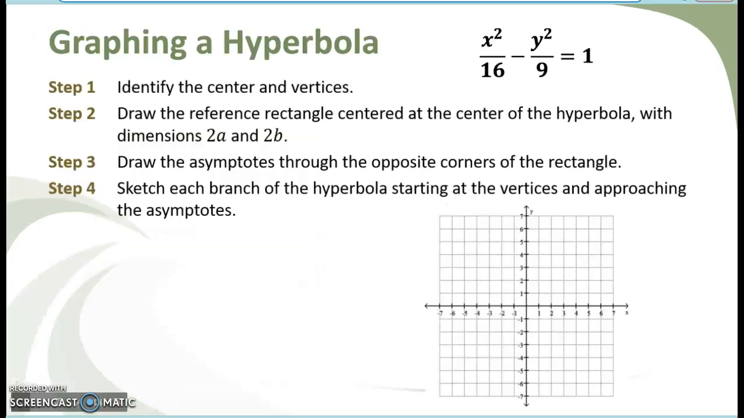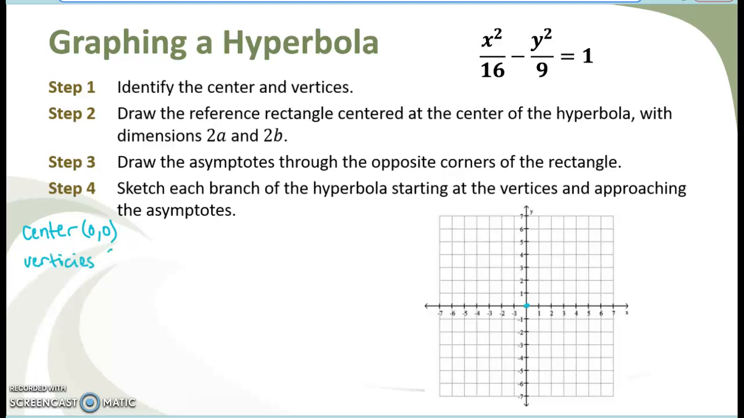So here are some good steps to follow when we're graphing a hyperbola. First step is to identify the center and vertices. So let's take a look at this equation and identify those. The center for this one happens to be at 0, 0. So here's our center.